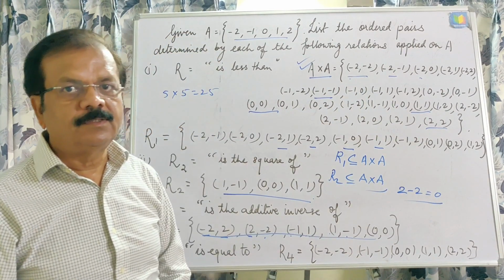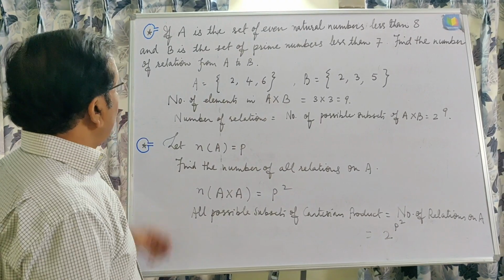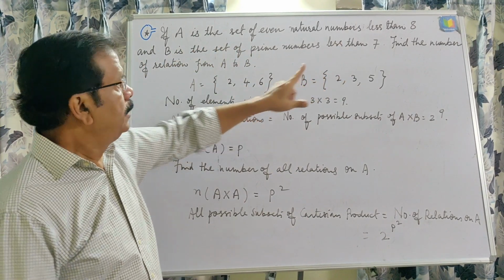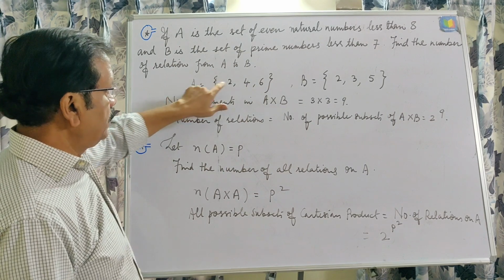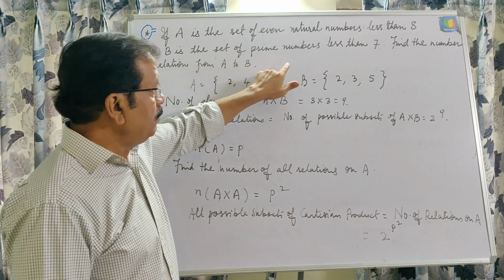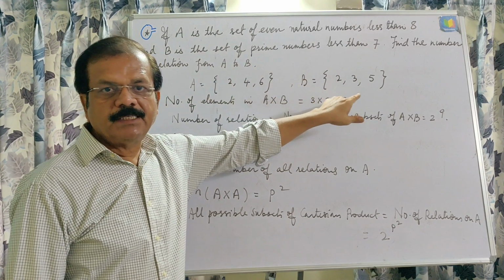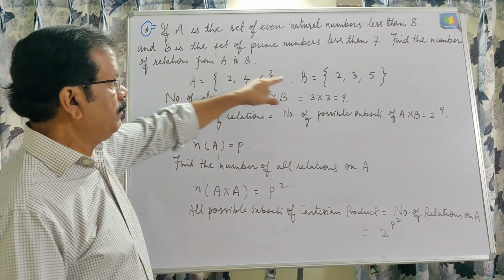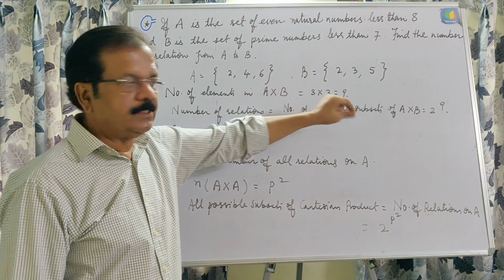Now the next question. In this question, if A is the set of even natural numbers less than 8, meaning A has 2, 4 and 6. B is the set of prime numbers less than 7, meaning B has 2, 3 and 5. Okay, because it is less than 7, we cannot consider 7 here.